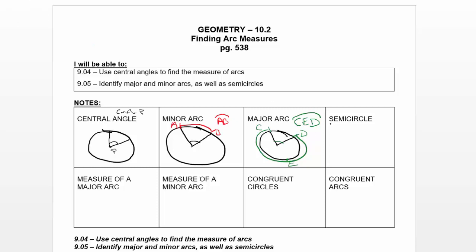A semicircle is exactly half a circle. And you may have guessed it, to make half a circle, this arc has to be 180 degrees. This has to be made by a diameter. And again, the semicircle is this half of a circle.